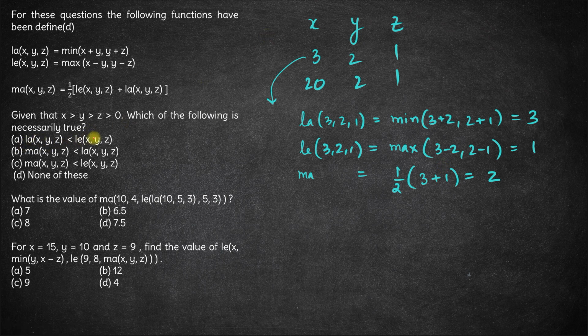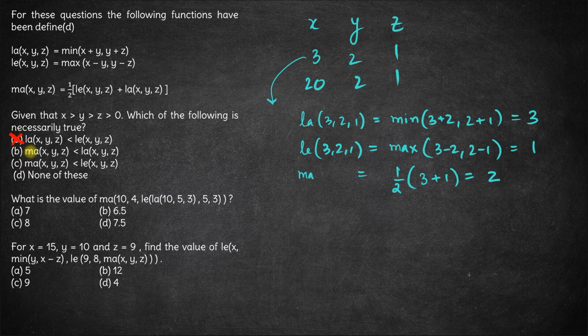Option A, LA is less than LE. So LA is less than LE is not correct. When you have this set of values 3, 2, 1, the function LA is greater than LE. So this is not always true. So this is definitely rejected.